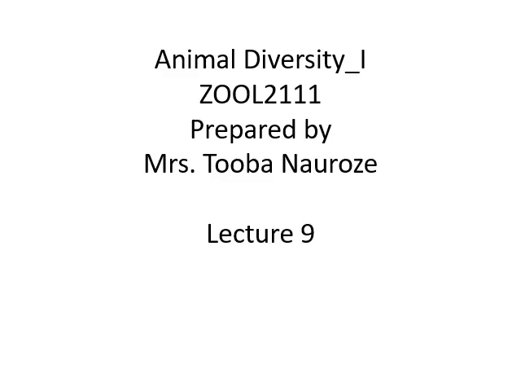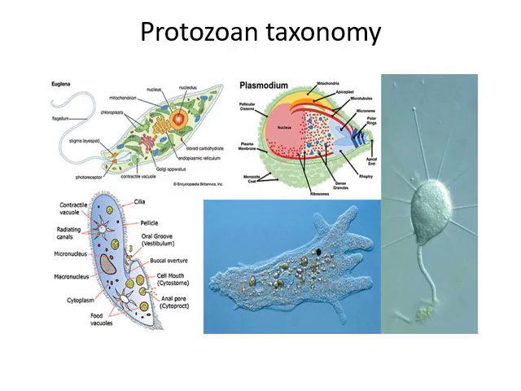Animal Diversity 1, Lecture 9. Students, today we will discuss protozoan taxonomy, that is Plasmodium, Paramecium, Ciliates.